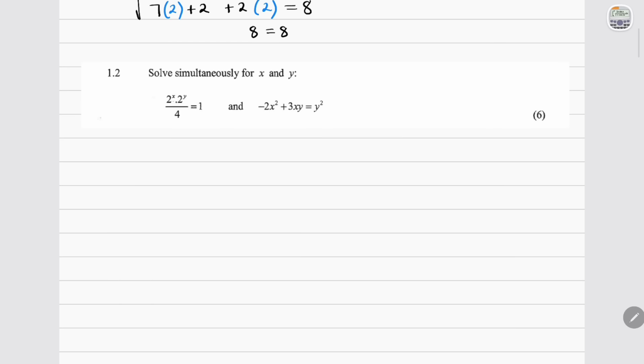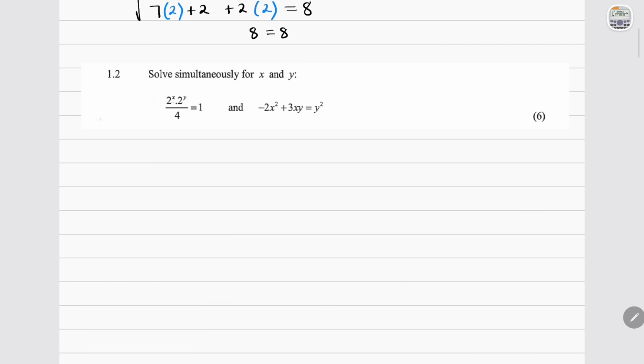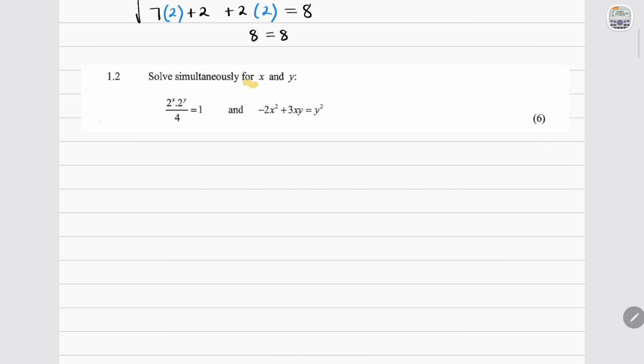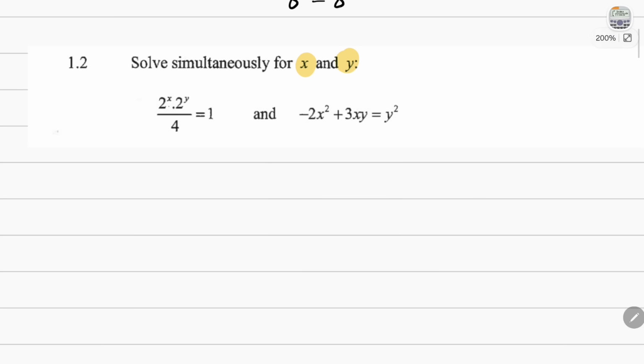Okay, we are now on question 1.2. And we have to solve simultaneously for x and y. Okay, so do you see the type of equations they're giving you? This one, we're used to seeing something like that. But then they give you an exponential equation. Whenever you see an exponential equation or a logarithmic equation, don't be afraid, because the thing about these equations is you can still get a linear equation from them.